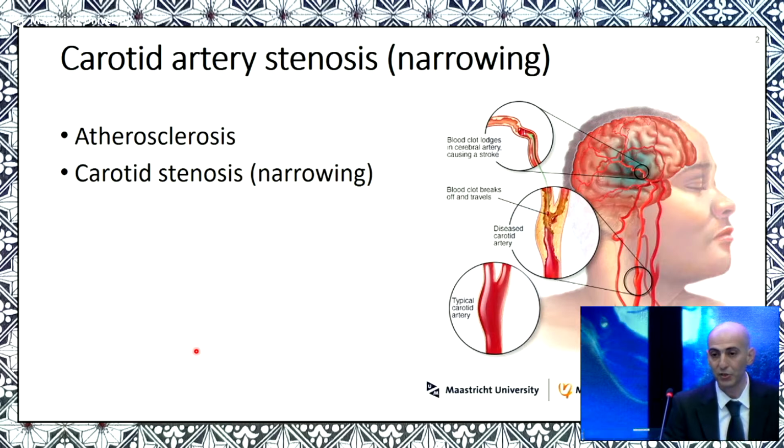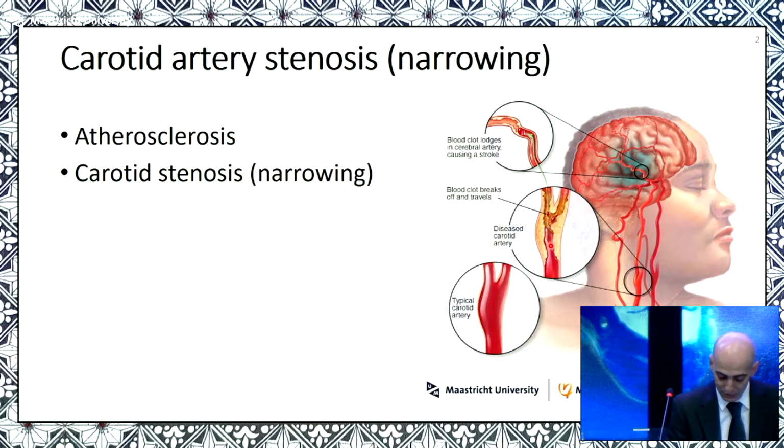Atherosclerosis is a medical condition characterized by the buildup of fatty deposits, cholesterol, and other substances on the inner walls of arteries. This buildup forms something called atherosclerotic plaque. You can see it here. When this occurs in the carotid arteries, it can lead to a condition known as carotid stenosis or carotid narrowing. Carotid narrowing means the track of the blood is narrowed, as you can see here.